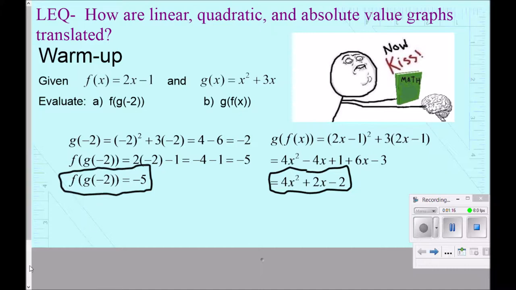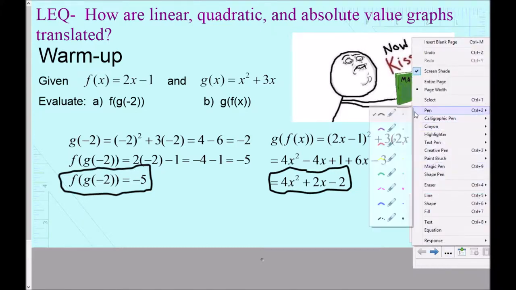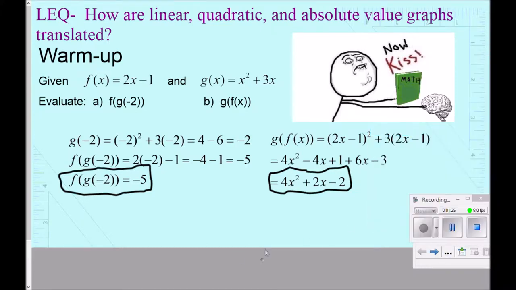The second one is asking for g of f of x, which means we're putting the f function into the g function everywhere there's an x. So the entire f function is replacing x in the g function. So instead of x, I have the quantity 2x minus 1 squared. Instead of x, I have, again, the quantity 2x minus 1, and that's times 3 because the equation says so.